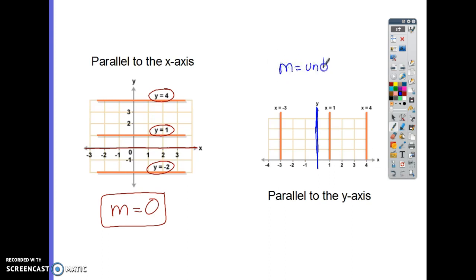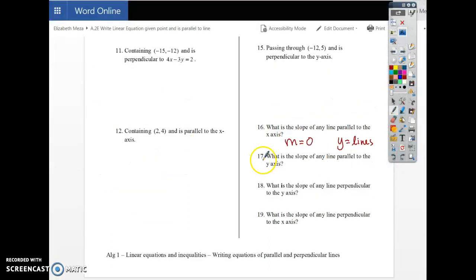So let's write that down. M is undefined. Those are undefined slopes, and those are x-equal lines. Okay? Undefined slope are x-equal lines. So let's write that down for problem number 17. M equals undefined. And they are x-equal lines. The equations will be x equals. Okay? 18 and 19. Let's go to the next slide.